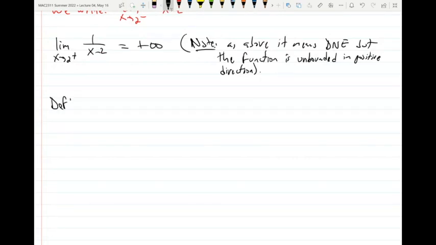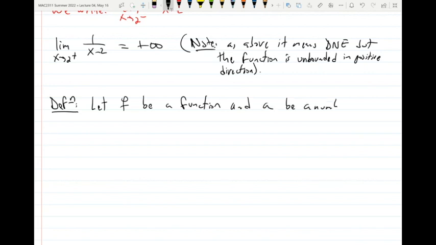So definition, let f be a function and a be a number. Then number 1, limit as x approaches a of f of x equals positive infinity. Whenever we write this, it means that the values of the function are growing bigger and bigger without bounds whenever x is very close to a.